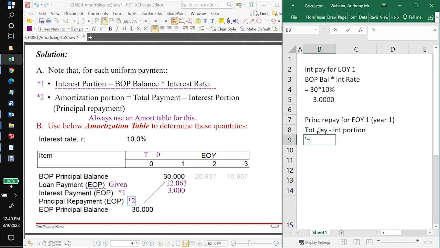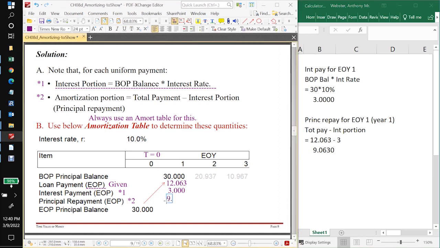So this is equal to our total payment minus our interest portion. So that's going to be equal to 12.063 minus 3. And in most circles, I think that's equal to 9.063. Maybe not my circle if I haven't had enough coffee, but I think I have right now. So I'm pretty confident that that is right. So we've got our 9.063 there.